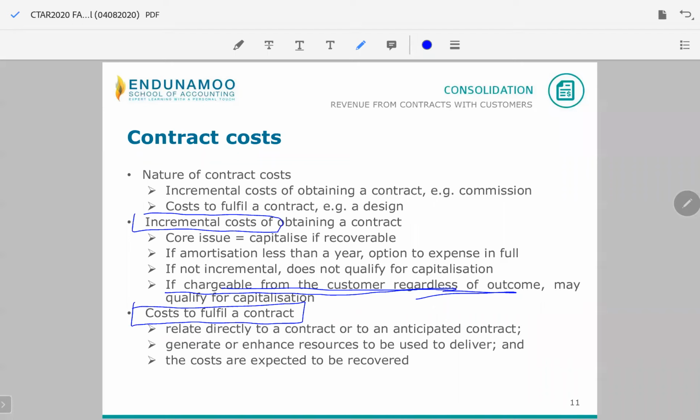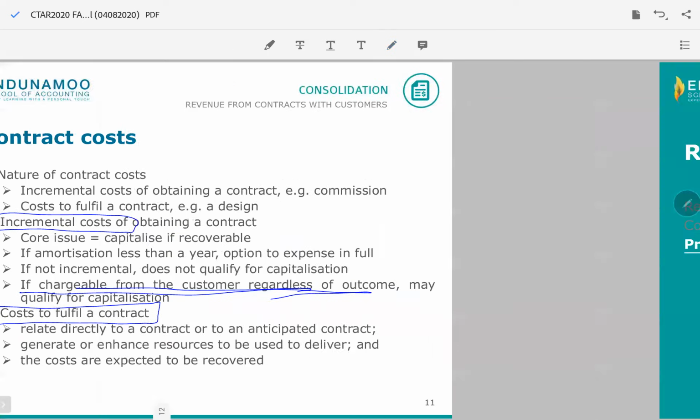Then number two, does it enhance the resources that we need to deliver? Yes. And three, are the costs expected to be recovered? Yes. Then that qualifies for capitalization. Three conditions, whereas for incremental cost, we consider if the costs are recoverable as the core thing. Then that is contract cost.